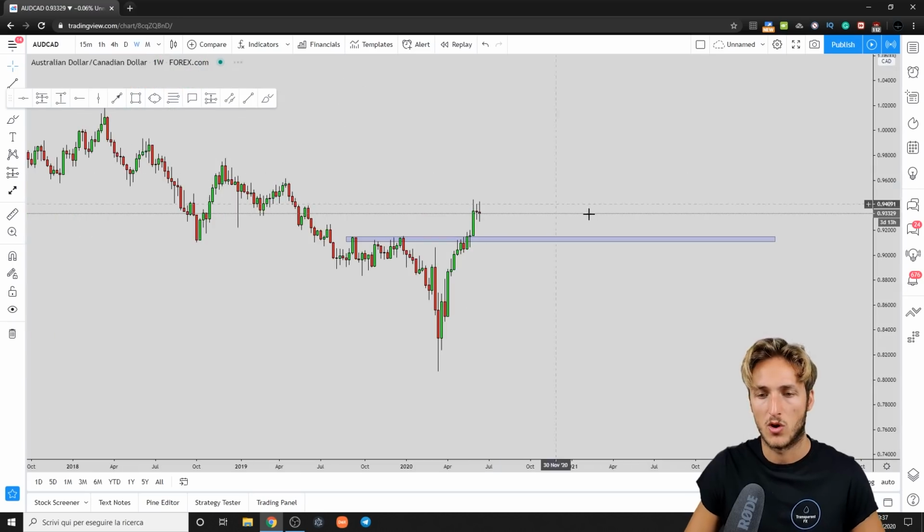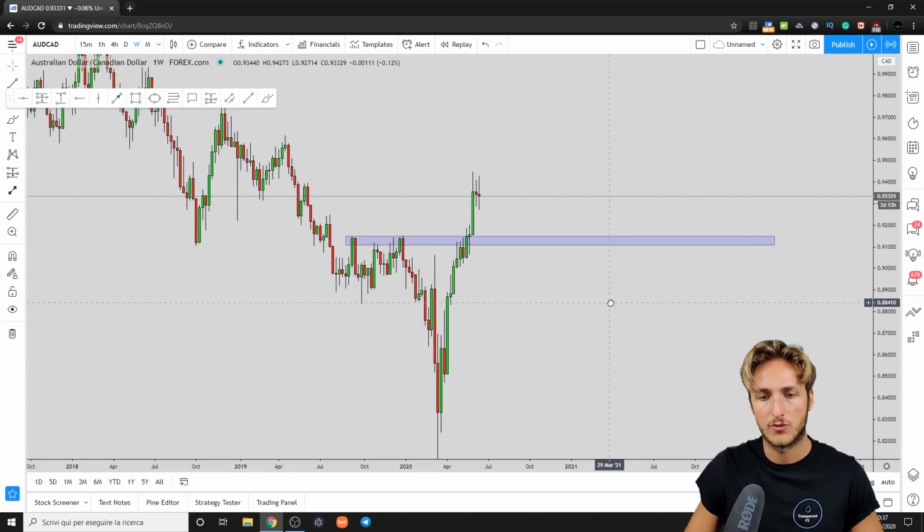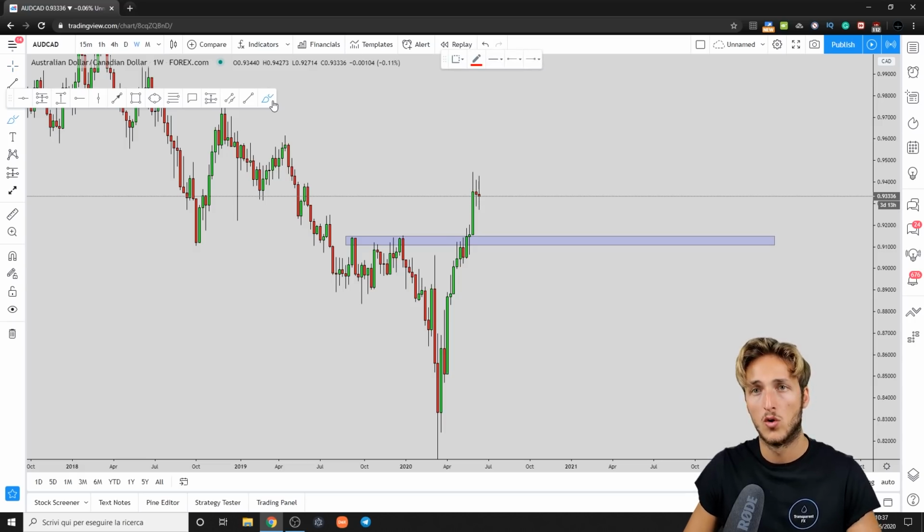Perfect. Let's move down to the weekly. Now, on the weekly time frame, what kind of situation do we have? On the weekly time frame, we kind of confirm what we have on the monthly. Why?